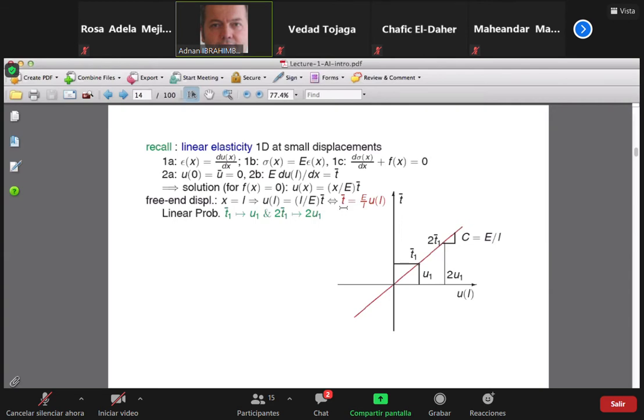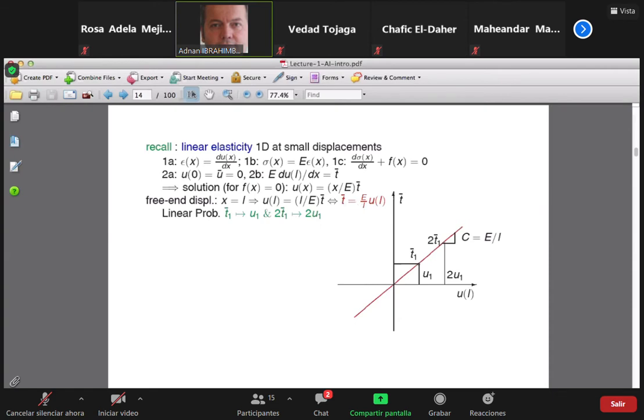Or the other way around, I can write that the free end displacement, that is the displacement at x equal to L, could be obtained as a L divided by E times T bar, from which I can conclude that T bar is equal to E over L times U of L. If I took cross section anything different than A equal to 1, I would have obtained here E Young's modulus times A cross section divided by L, the length of the bar, times U of L.